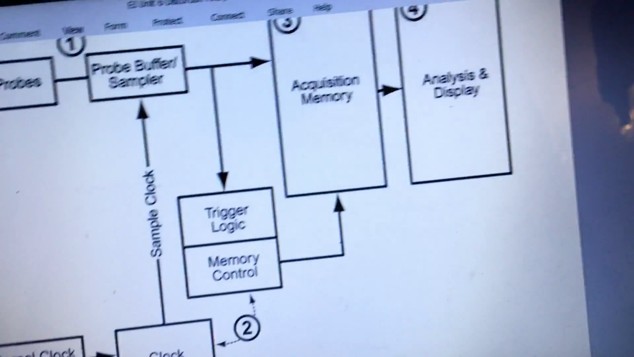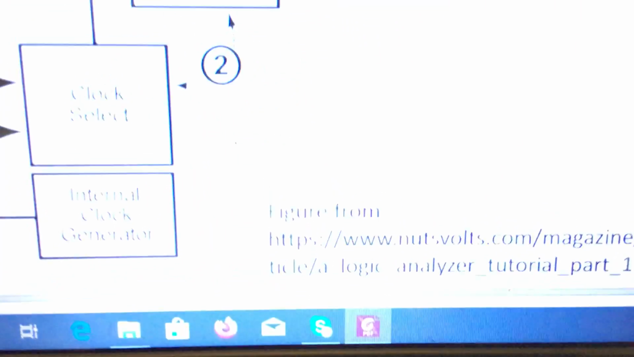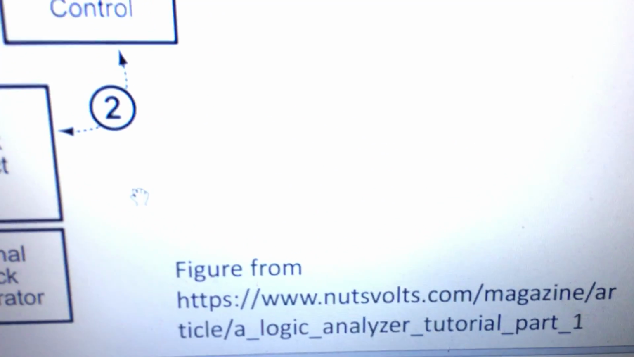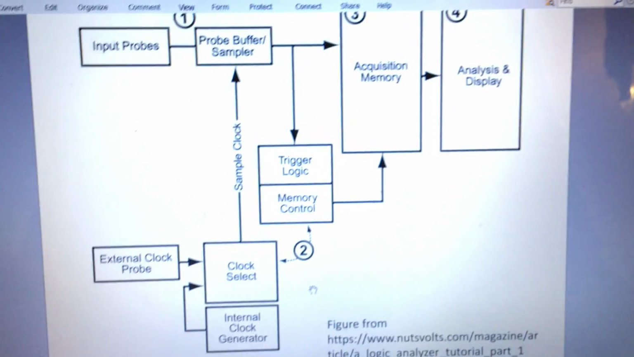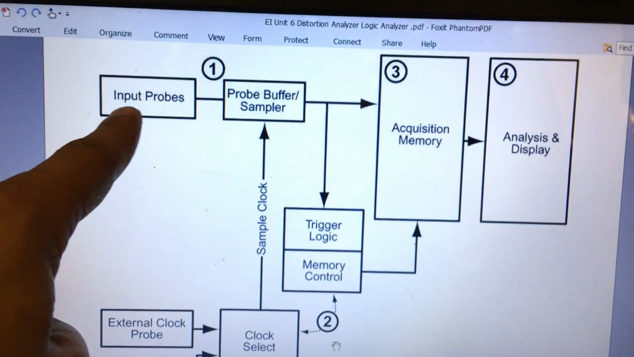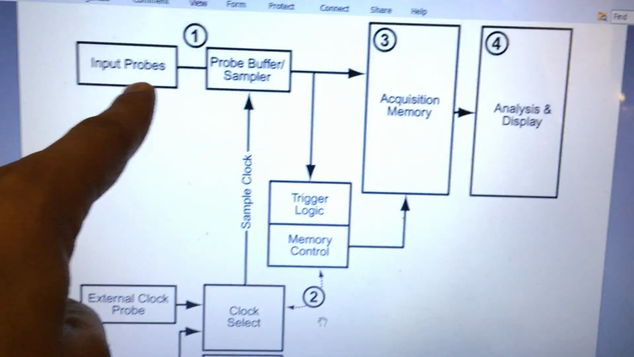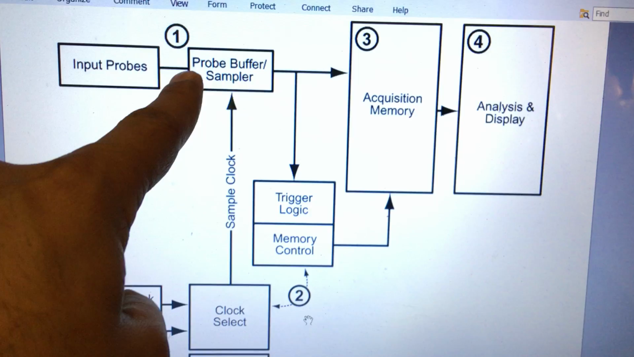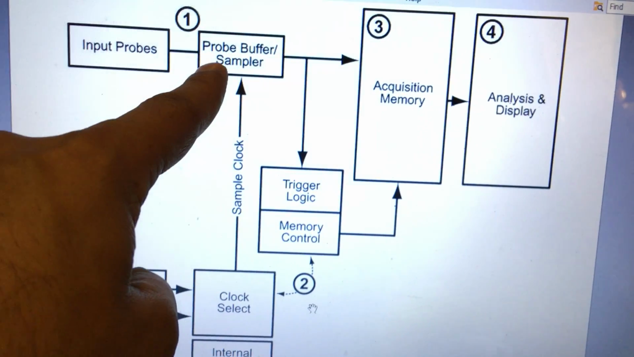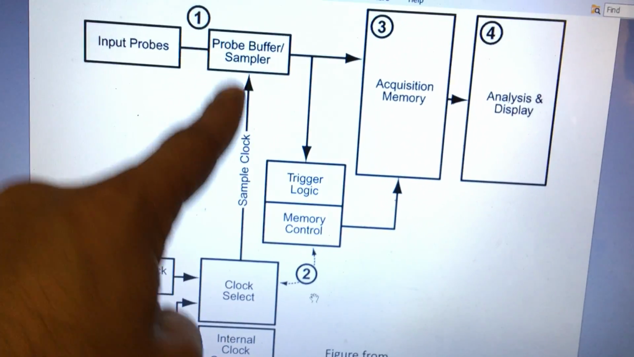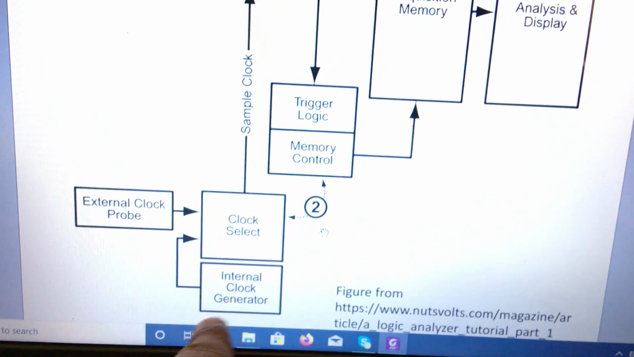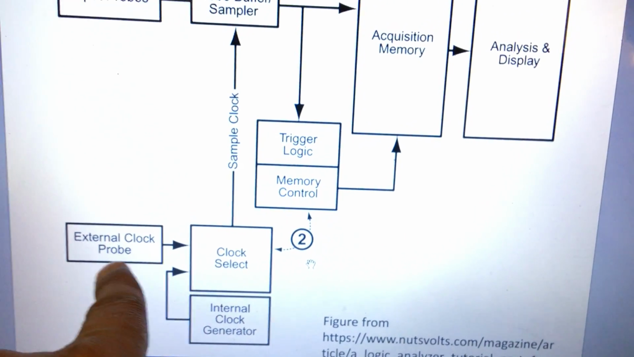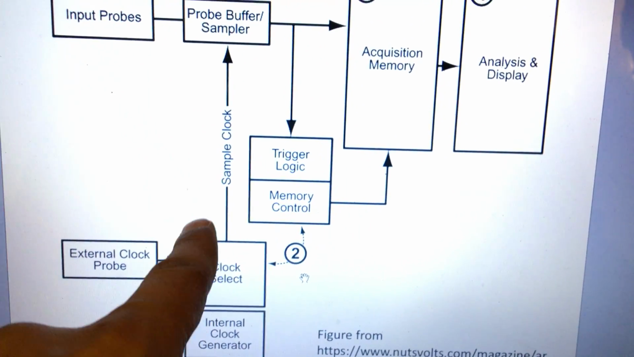Now look at the simplified diagrammatic representation of logic analyzer. Okay, this is the reference for that one. Now if you look at the simplified block diagram, you will find that there are a number of input probes, just like CRO probes. Then the probe buffer or sampling circuit is there. The sampling clock will be designed by the clock select circuit, and there is a clock generation circuit as well, or it is possible that an external clock selection is also there.